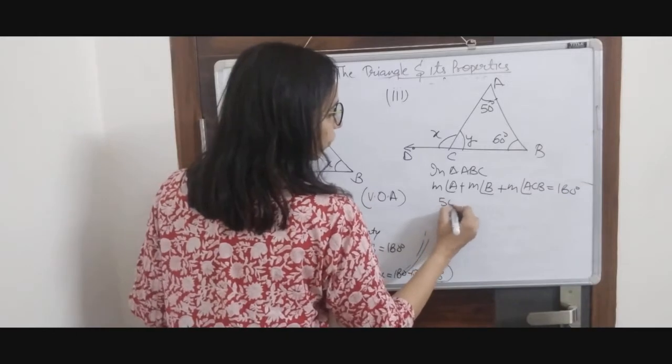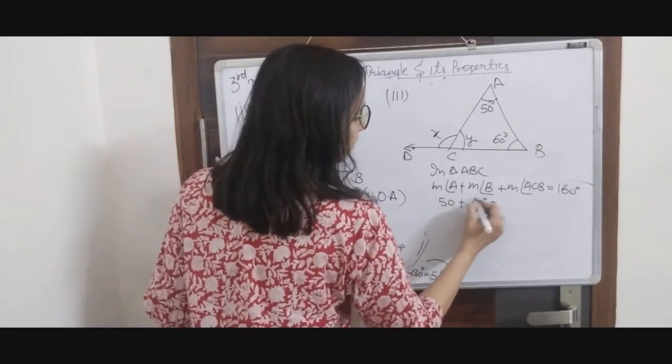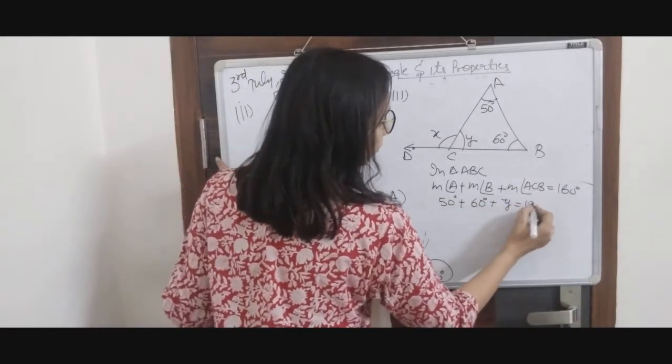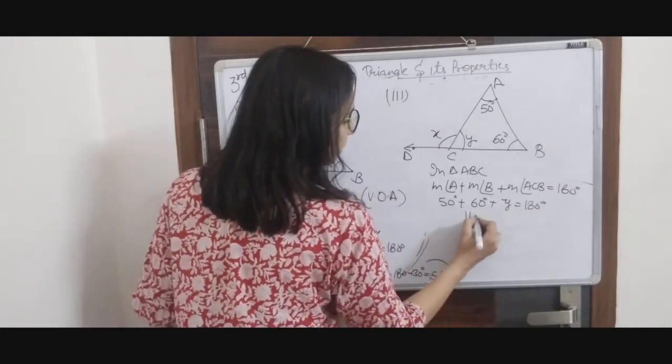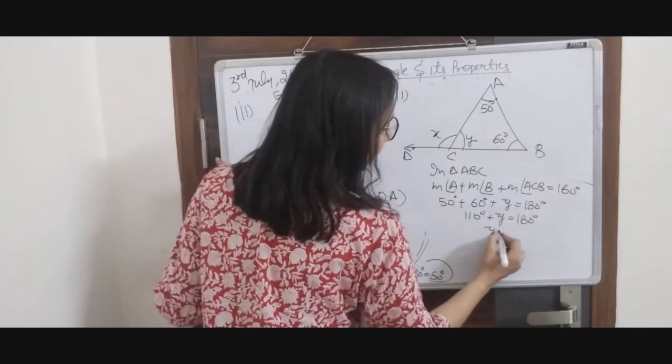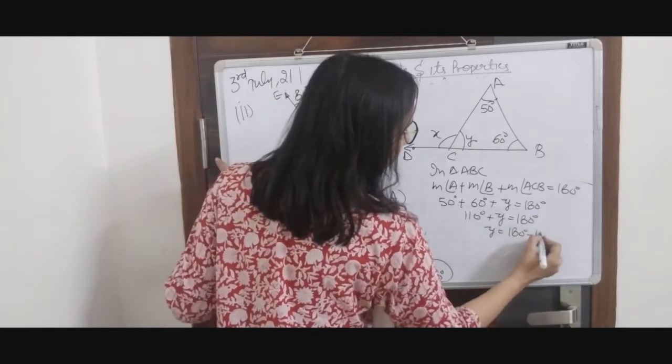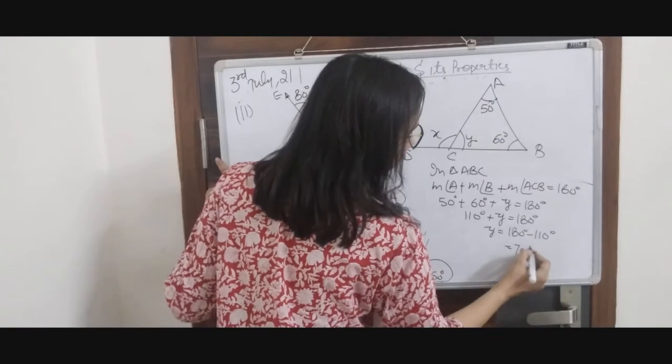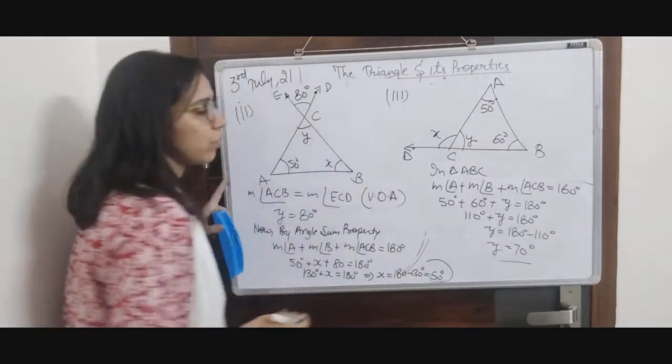So this is 50, this is 60 and this is your Y, which is going to be 180 degree. 50 and 60 is 110 plus Y is equal to 180 degree. So your Y is going to be 180 minus 110, that is 70 degree. Now we have found out the Y.